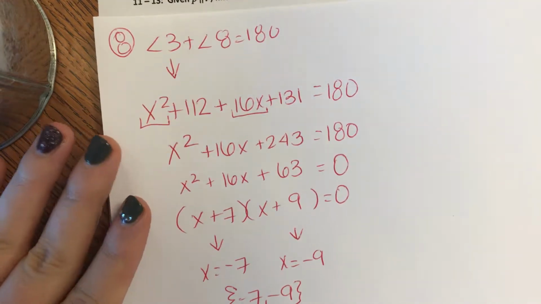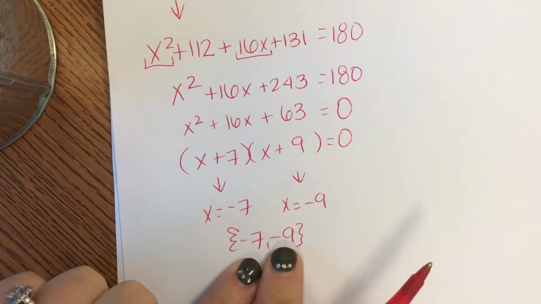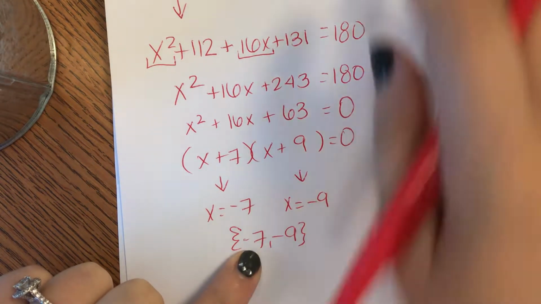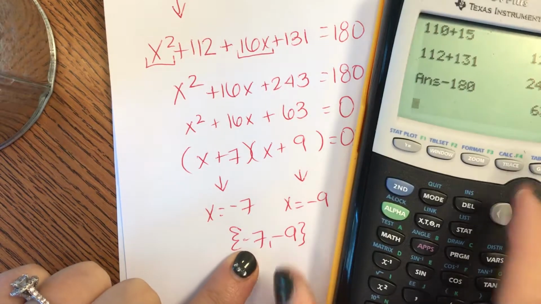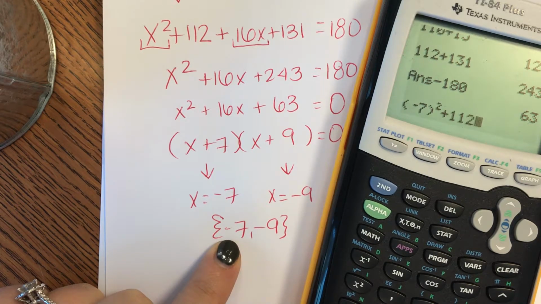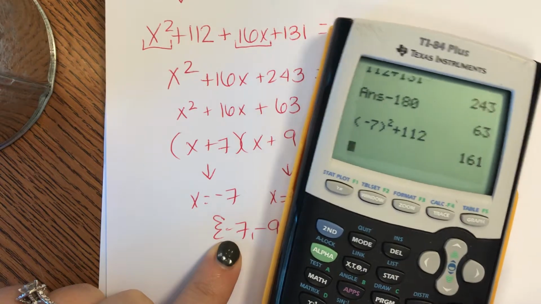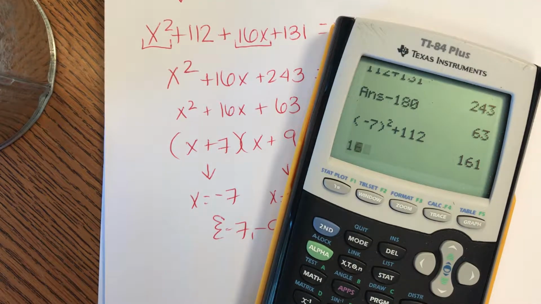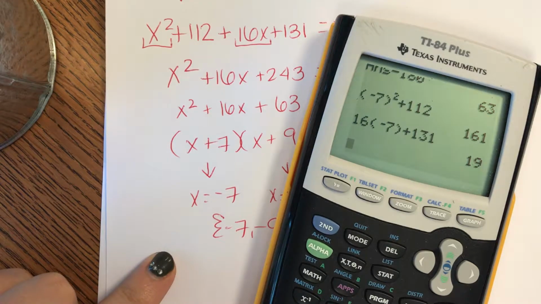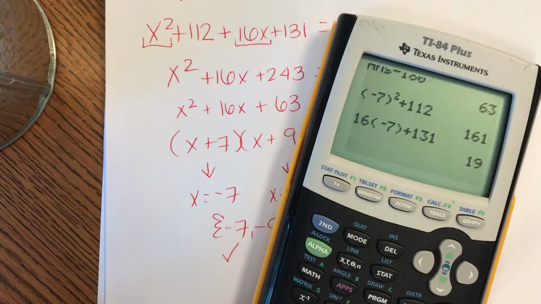However, in geometry, things get a little bit more tricky because you can't have negative angles just like you can't have negative distance. So what I'm going to do is figure out which one of these will actually give me a valid solution. All I'm going to do is substitute them into my equation. If you do it in the calculator, just be careful, put in parentheses -7 squared plus 112. That gives me positive 161. Make sure it works in the other equation. So 16 times -7 plus 131 gives me 19. These are supplementary numbers, so -7 works.